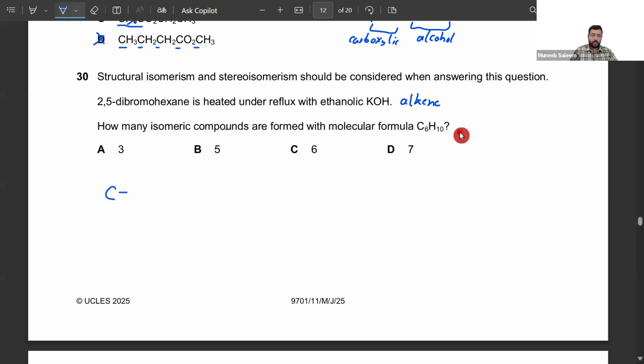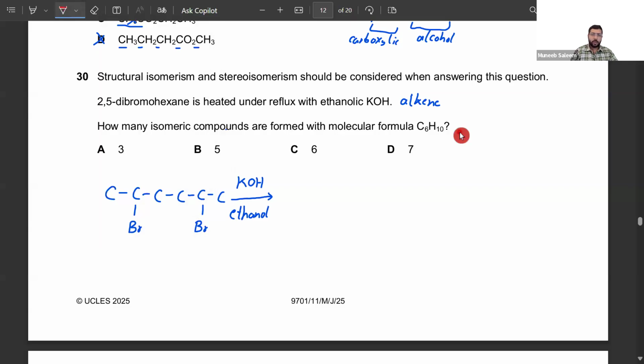So I'm going to draw the simple structure of this compound, 2,5-dibromohexane. In a simple way, we have 6 carbon atoms, and then on position number 2 and 5 we have bromine atoms bonded. This is position number 2, let's suppose, and this is position number 5. Now when it reacts with KOH in the presence of ethanol, it gives an elimination reaction with the removal of the bromine along with a hydrogen.